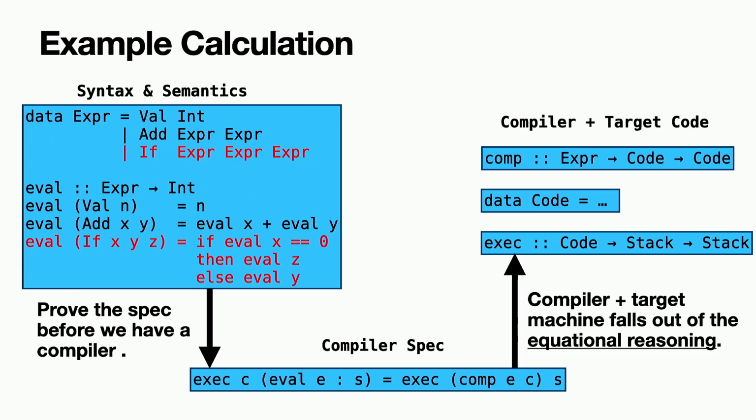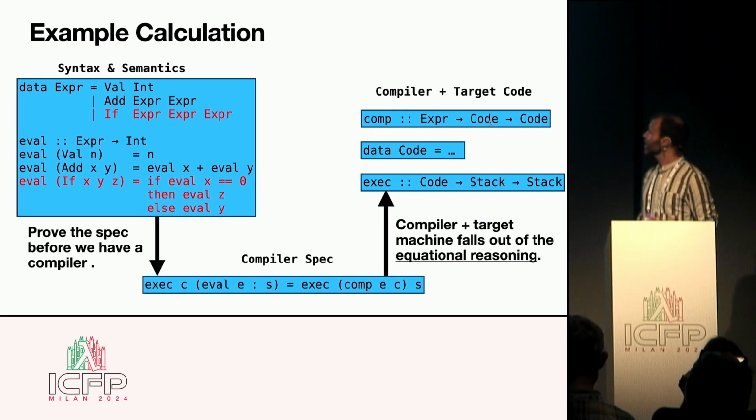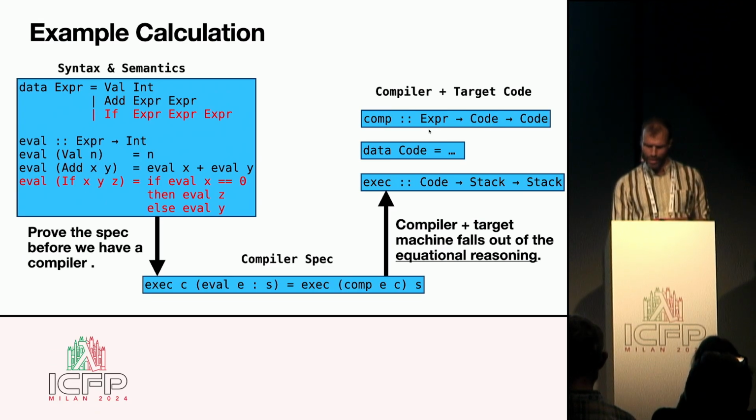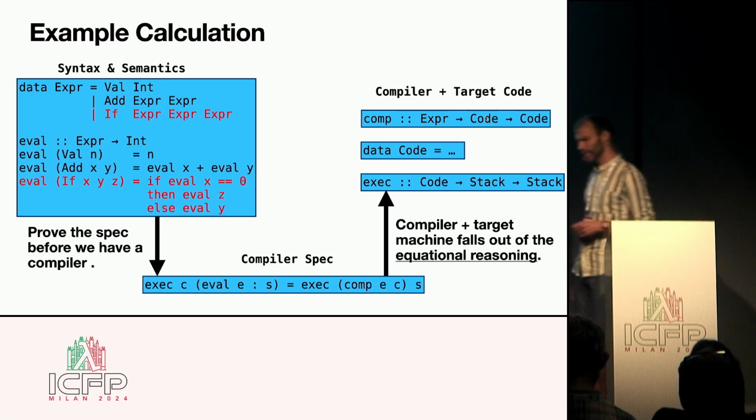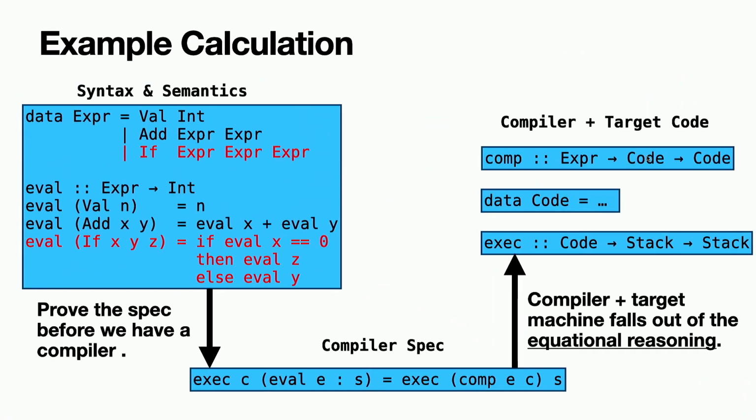And also importantly, the compiler itself is defined in continuation passing style. So in addition to the expression here, it also takes this code argument, which is the code that we insert after we have produced the code for the expression. And this will become important for the actual calculation. Now, I'm actually not going to show you exactly how this calculation works out. I'm just going to show you the result, and we have a look at that.